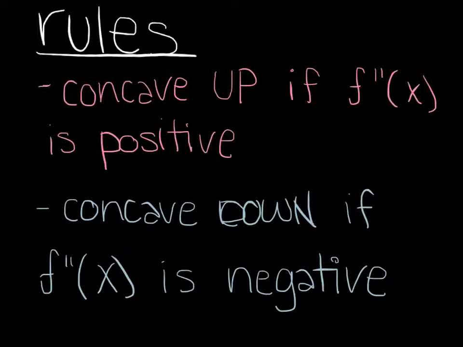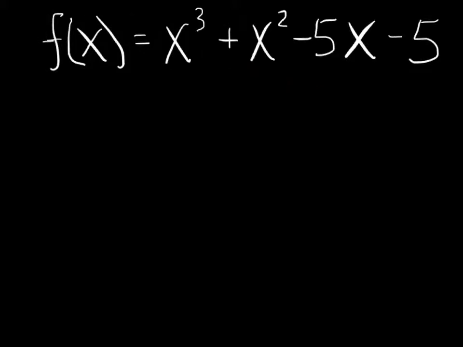The rules for determining concavity are as follows. A graph is concave up if the second derivative f prime prime of x is positive, and concave down if the second derivative f prime prime of x is negative. The first step in finding the concavity and using this to graph the function is essentially to take the first derivative. So we will do this with this problem here.